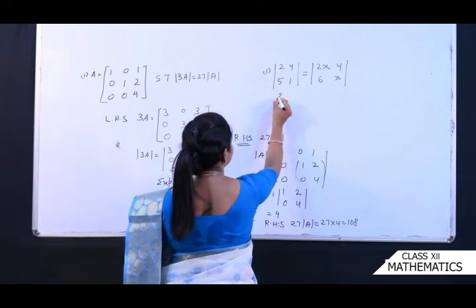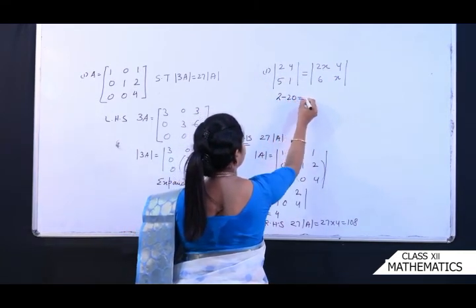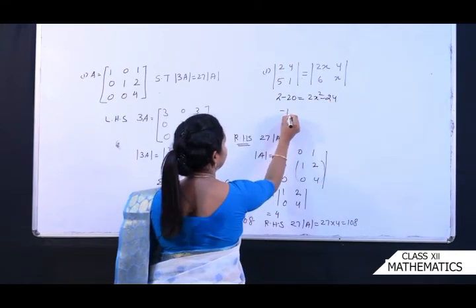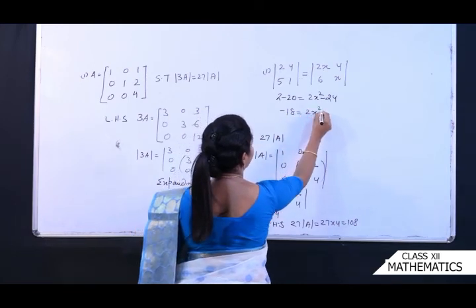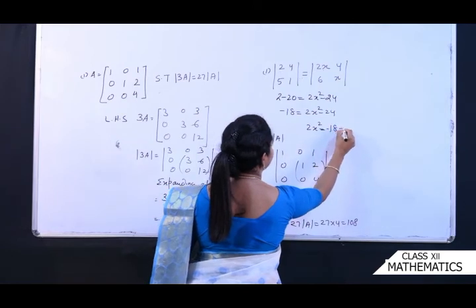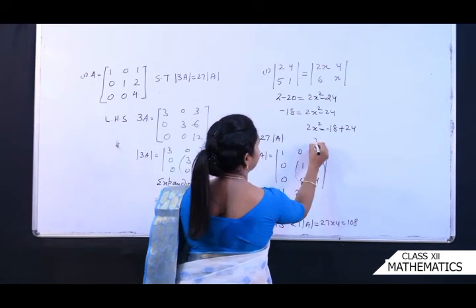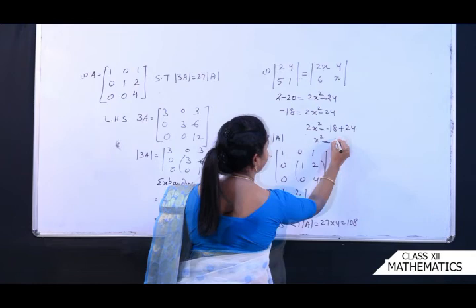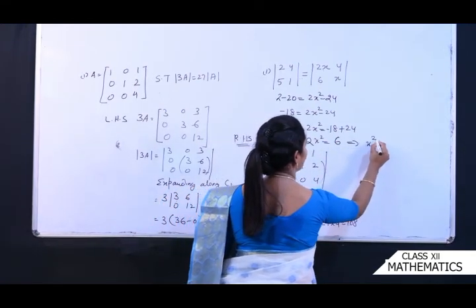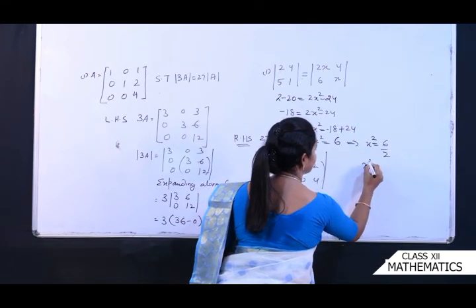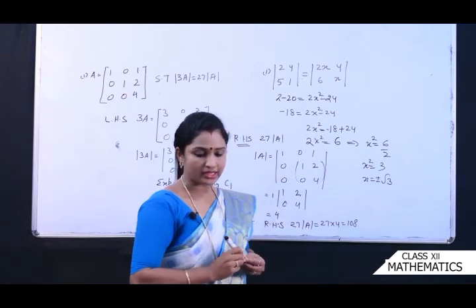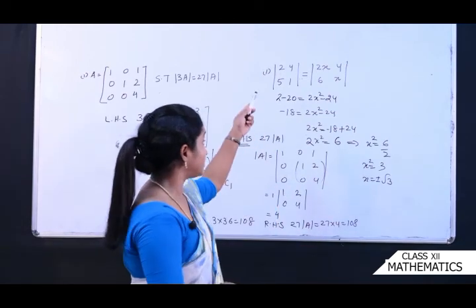That means it is 2 minus 20 is equal to 2x square minus 24. So it is minus 18 is equal to 2x square minus 24. 2x square is equal to minus 18 plus 24. That is, 2x square is equal to 6. That implies x square is equal to 6 by 2, x square is equal to 3, x is equal to plus or minus root 3. So this is the answer you're getting for this question.